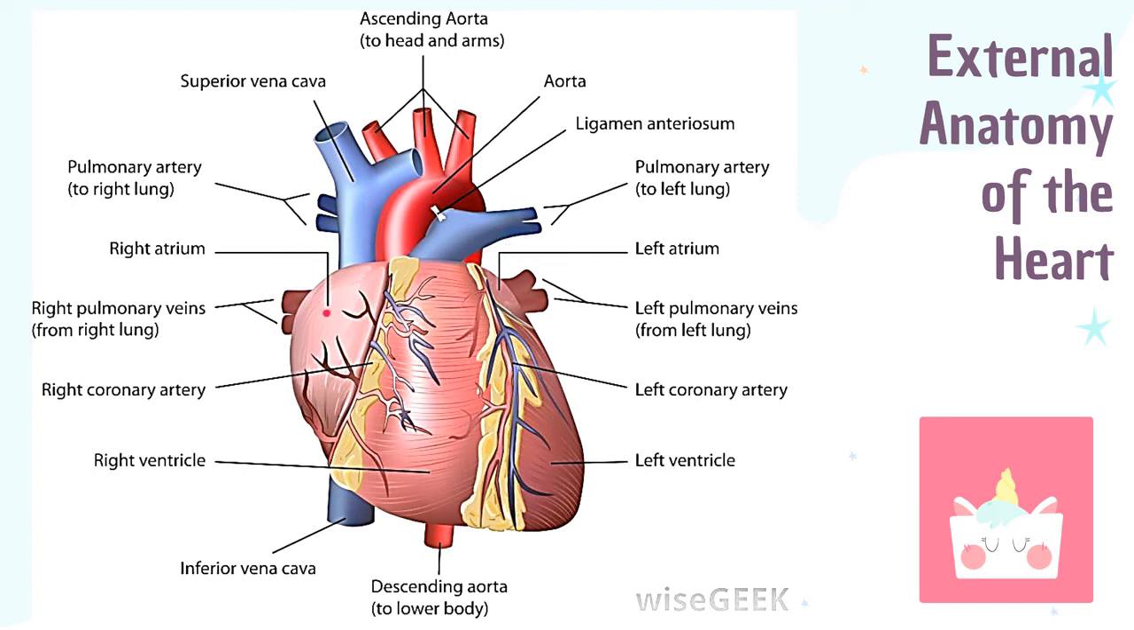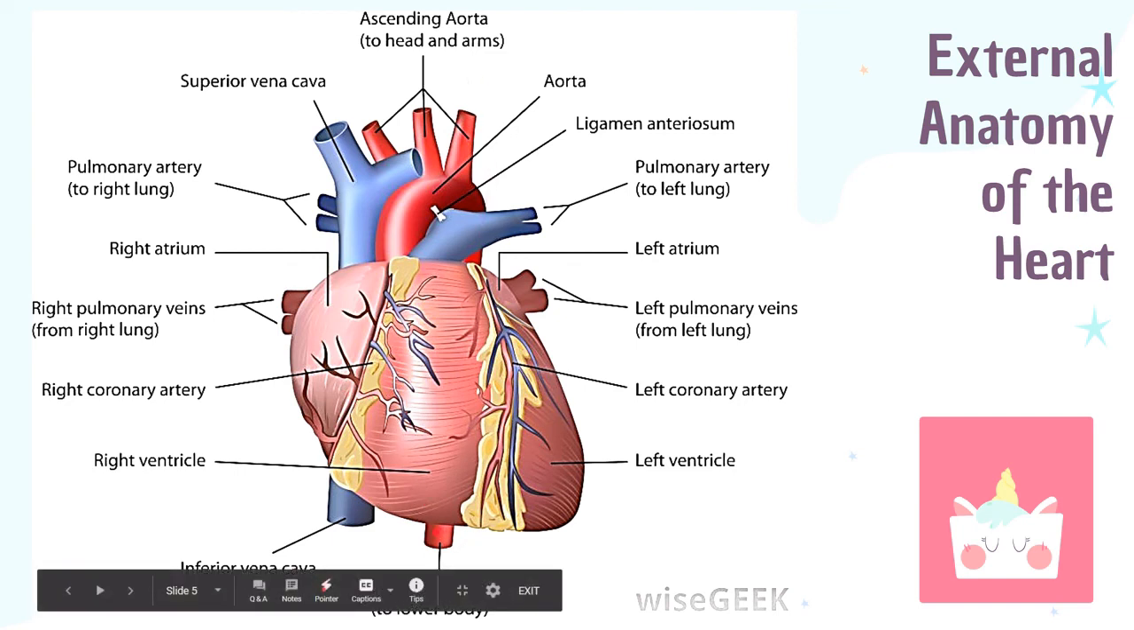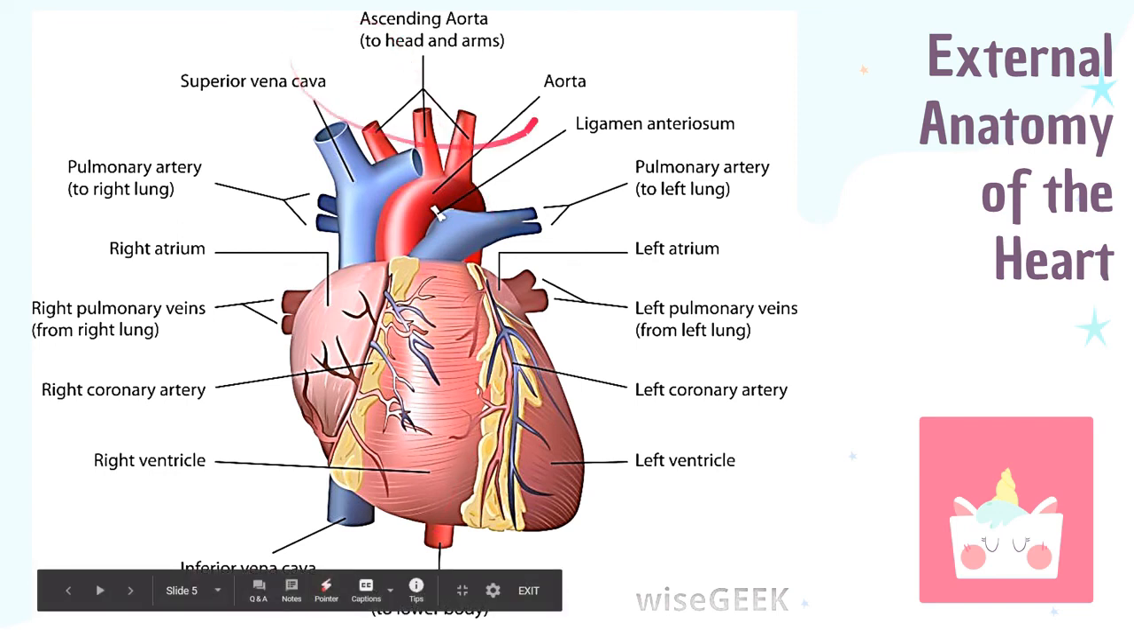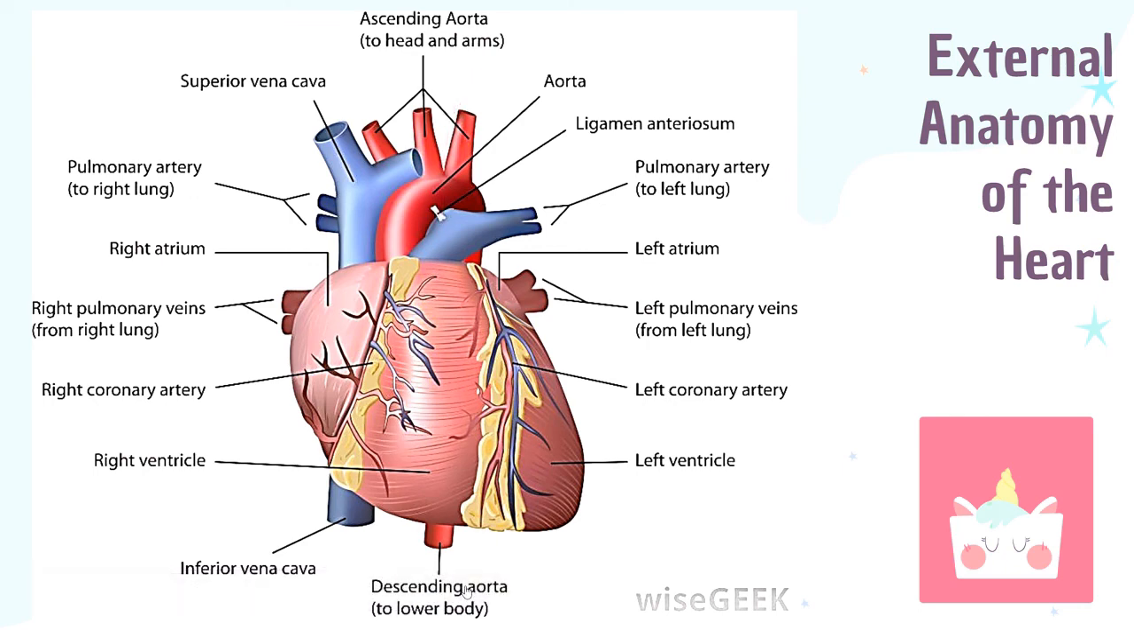Then you also have the following vessels on your heart. So you have your coronary artery, the left coronary artery. It nourishes the heart with oxygenated blood. Then you have your right coronary artery. Still an artery, it nourishes the heart with oxygenated blood. What else? Then you also have here a descending aorta. It carries oxygenated blood towards the rest of your body. So you have the ascending aorta towards the head and the arms, and the descending aorta to the lower parts of the body.